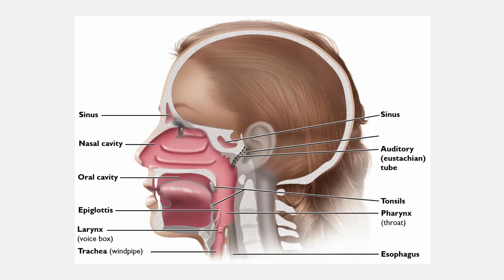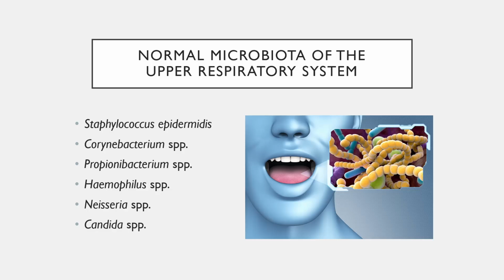Your upper respiratory system is home to a variety of normal microbiota. Staphylococcus epidermidis, which we also saw in our discussion of the skin, is a very common member, as well as the genera Corynebacterium, Propionibacterium, Haemophilus, Neisseria, and as far as fungi go, Candida. So when you see this designation spp after a genus, this means several species within this genus. So in other words, a variety of different species of Corynebacterium, a variety of different species of Propionibacterium, and so on.